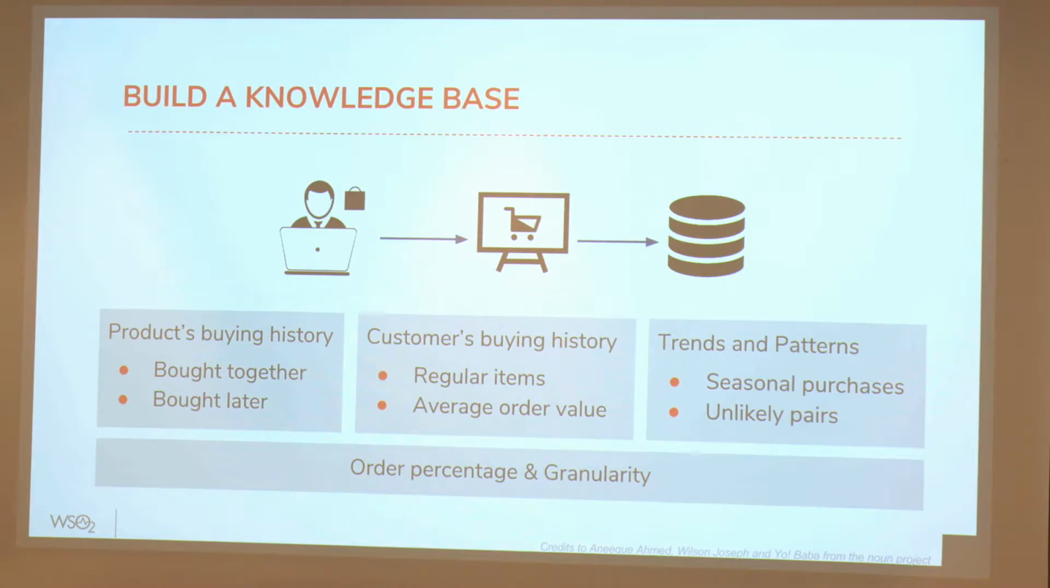So that's a fourth kind of thing you want to recommend. Things that are usually not very apparent to you, but with your data analysis, you know, okay, these two things also go together. You want to give all those recommendations. Right, now let me tell you about average order value, order percentage, and granularity.